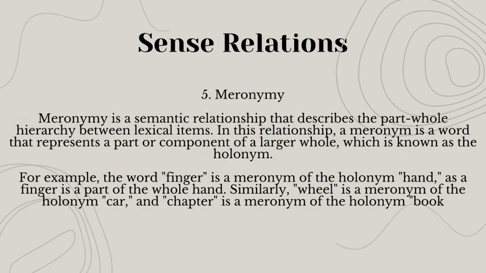Last but not least is meronymy. Meronymy is a semantic relationship that describes the part-whole hierarchy between lexical items. In this relationship, a meronym is a word that represents a part or component of a larger whole, which is known as the holonym. For example, the word finger is a meronym of the holonym hand, as a finger is a part of the whole hand. Another example is wheel. Wheel is a meronym of the holonym car. And the next example is chapter, a meronym of the holonym book.